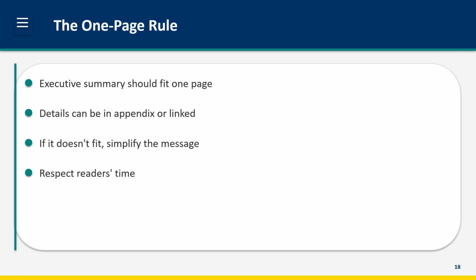Aim for a one-page executive summary. If you can't communicate project status in one page, you haven't distilled your message enough. Details can be available in an appendix or linked document for those who want more, but the core status should fit one page. If it doesn't fit, the problem isn't space, it's clarity. Simplify the message. Focus on what matters most. Respect your reader's time. They have many projects to track, not just yours.